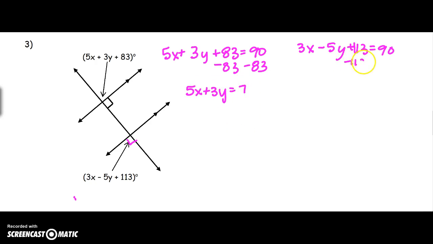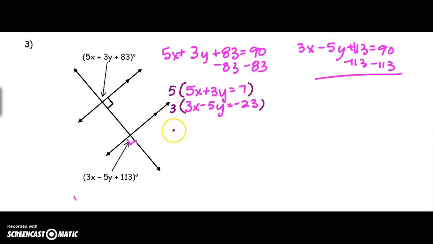Over here, you would subtract 113. So you have 90 minus 113, and that gives you negative 23. So your second equation is 3x minus 5y equals negative 23. We need to multiply one of these equations, or both actually. I'm going to multiply the top one by 5 and the bottom by 3 in order to get a number that will cancel. I'm trying to cancel out my y's.